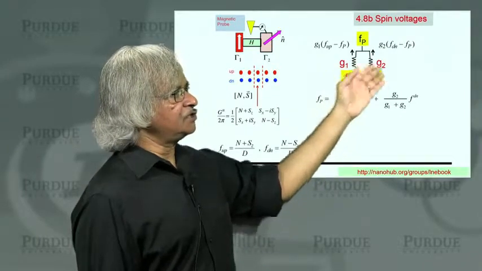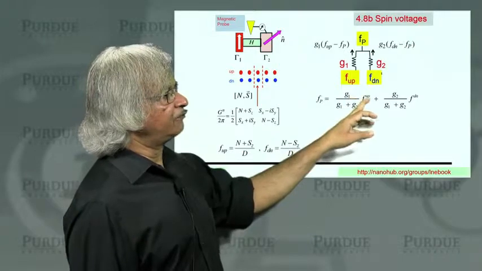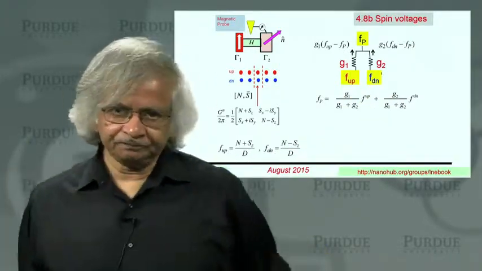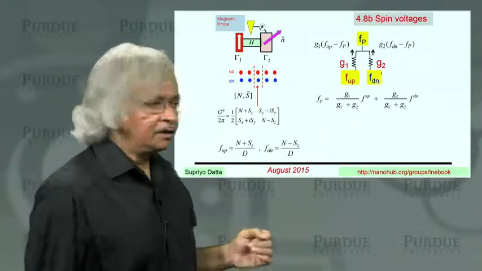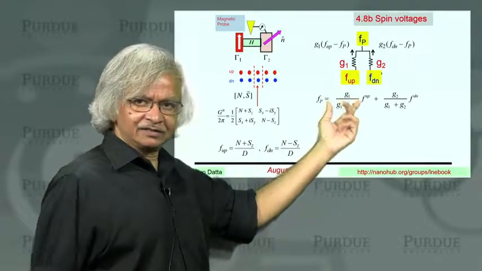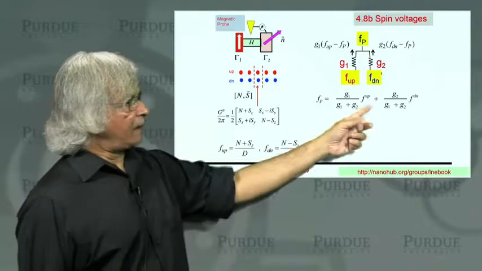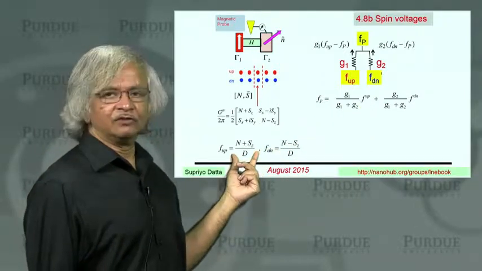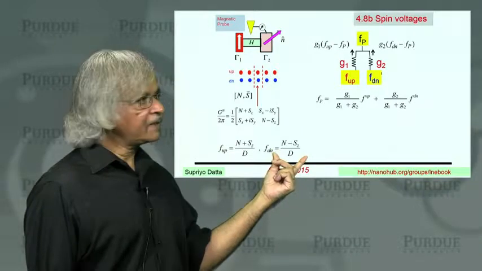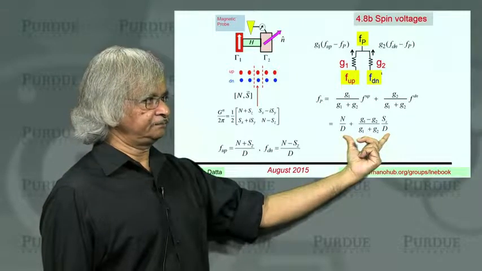Notice that if G1 and G2 were equal, then basically Fp would have been half of F up plus half of F down. It would just see the average. But if they are not equal, then it would be biased more towards the higher conductance, as you'd intuitively expect. Now, instead of F up, let me put in n plus Sz over D, and for F down, I can put n minus Sz over D, and then, again with a little algebra, you'd get this expression.